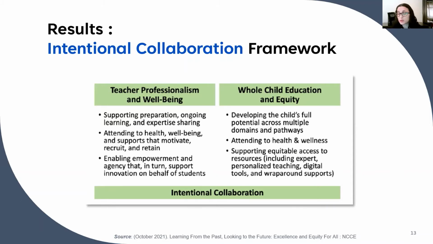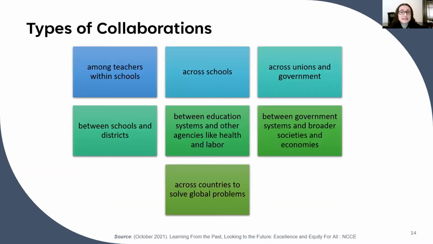Of course, it's important to note, and they emphasize that collaboration is not just for the sake of collaboration. There must be some strategies taken so that the framework will be clear for everybody. And they explain types of collaborations: the collaborations among teachers within schools, across unions and governments, between schools and the districts, between education systems and other agencies like health and labor.